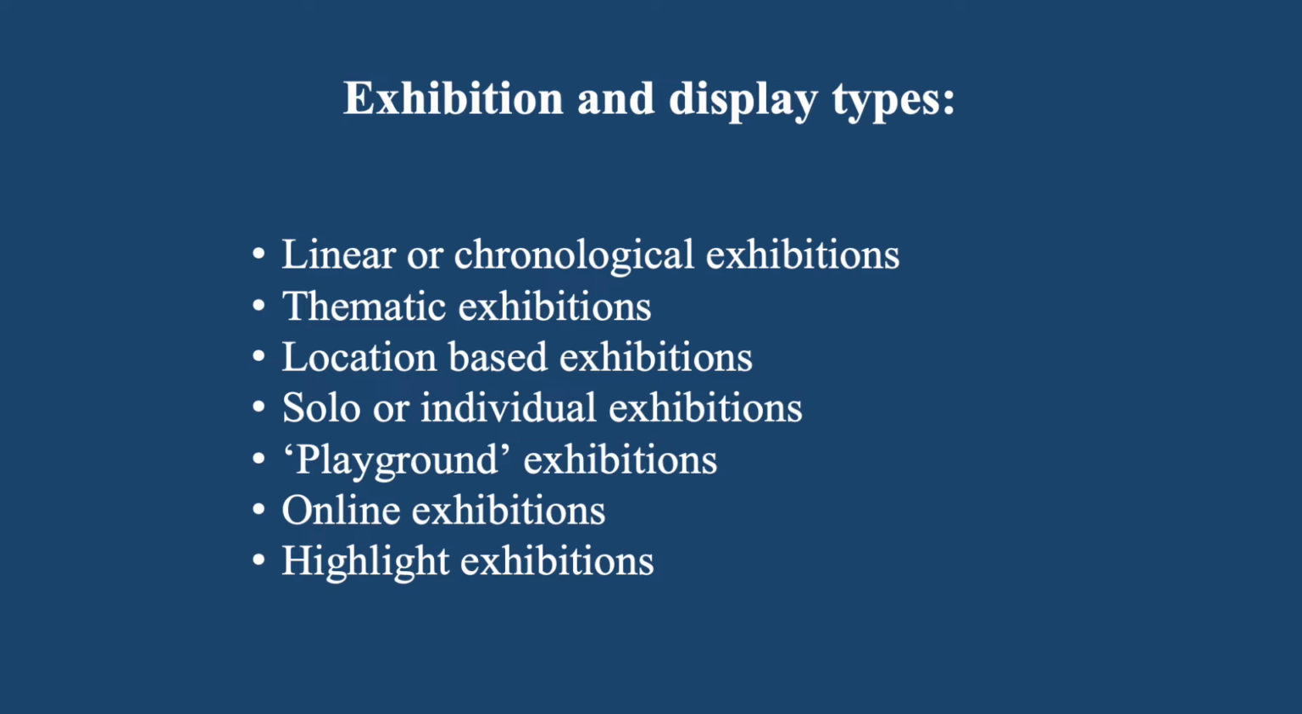Then you have solo or individual exhibitions, usually centered around a person. You often see these in art exhibitions, for example, where you have an exhibition about a specific artist or his or her works. It can also be a historical person, of course, and that exhibition will normally be a mix of maybe a little bit of chronological exhibition, maybe a little bit of thematic exhibition, but it will be an exhibition focusing solely on a person or an individual.